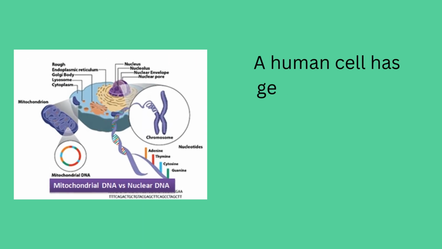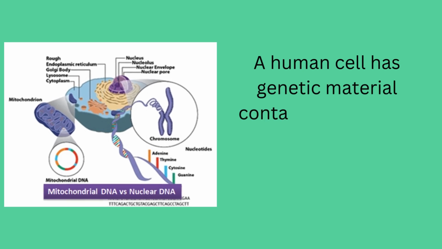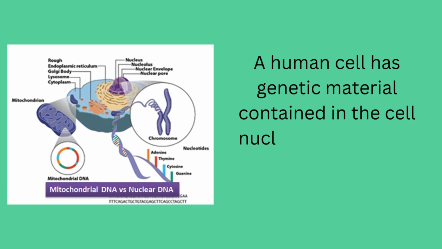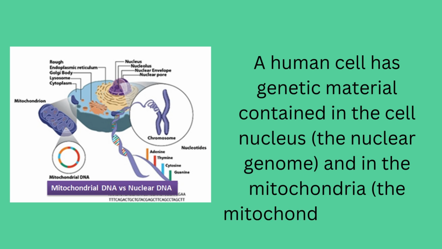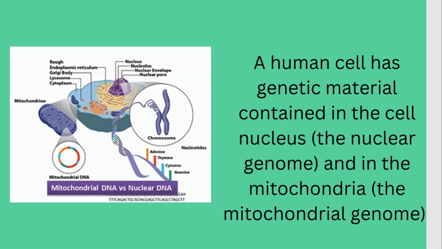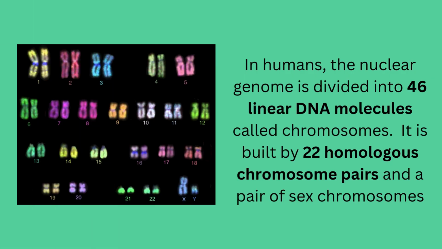To answer this, we need to understand the human genetic profile. A human consists of genetic materials that are stored in the cell nucleus and mitochondrial genome. The number of nuclear genome in a human cell is 46 linear DNA molecules, which are known as chromosomes. It is built from 22 homologous chromosomes and a pair of sex chromosomes which are denoted as X and Y chromosomes.